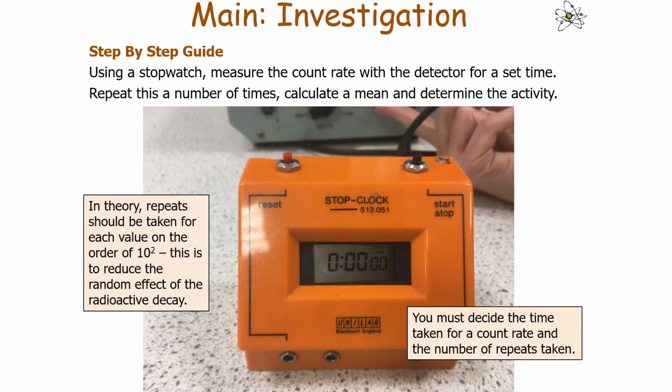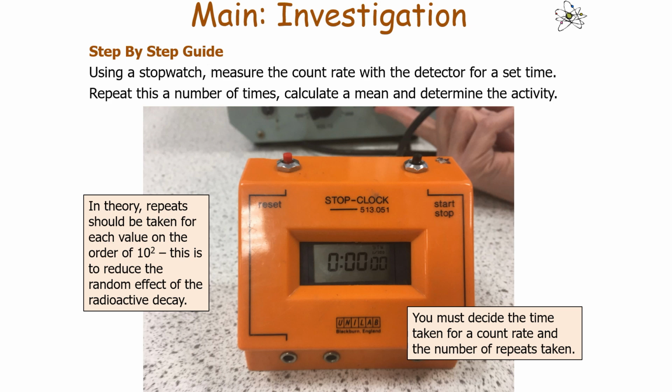Then using a stopwatch, you would measure the count rate with the detector for a set time. You would then repeat this a number of times, calculate a mean, and then determine the activity by dividing your count by the time taken. Now in theory, the repeat should be taken for each value on the order of 10 to the 2 times to reduce the random effect of the radioactive decay.